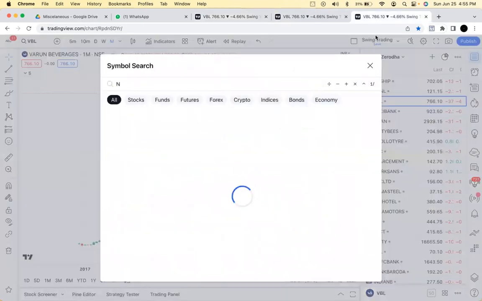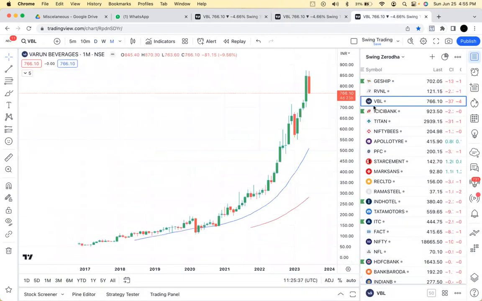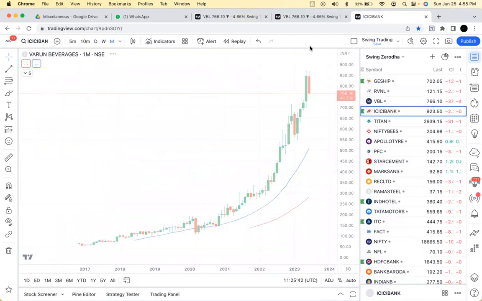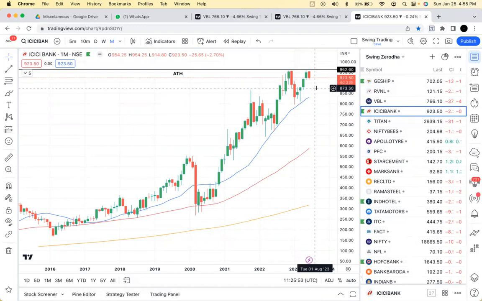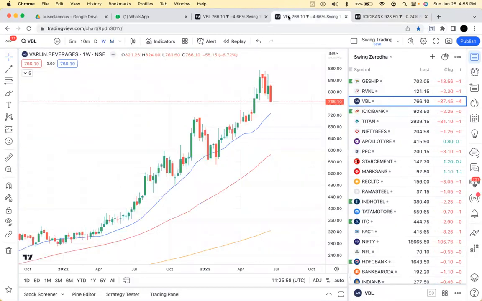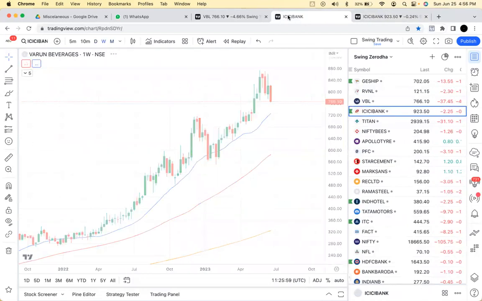Okay. All right. Now let's look at the next one, ICICI Bank. Let's see what it looks like. My internet is not so fast, so we have a little bit of delay, but no problem. We're here. Here's the monthly chart. Okay, it's looking good. ICICI Bank.